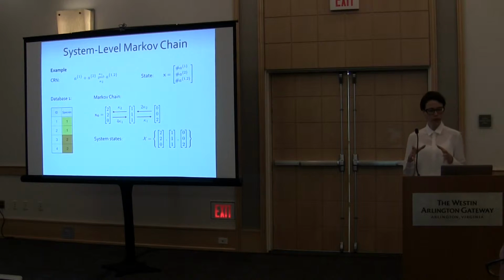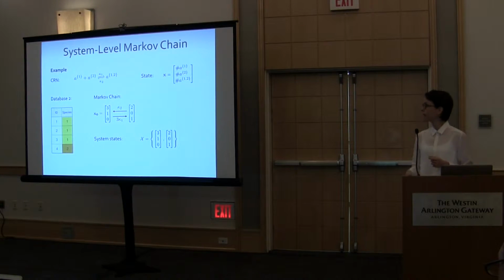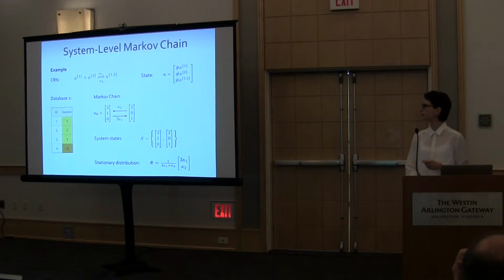So in its nominal regime, the distribution of these system states is given by the stationary distribution, which depends on our propensity functions, those kappas. Now let me make a small variation to the system. So I'm going to change something in the database, and I now have robot number 3, which is species 1. And you can see how by changing the composition of my robot swarm, I'm actually now changing the states that appear in my Markov chain. And this also affects the stationary distribution of my system.